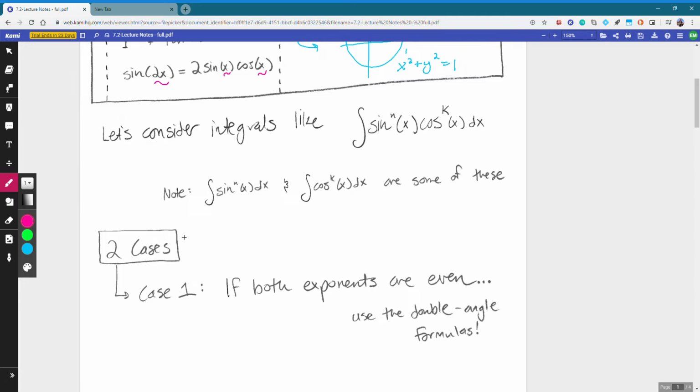And the two cases that we're going to think about, and have a strategy to deal with, depend on these exponents. Case 1 is if both these exponents happen to be even. If that's the case, then we're going to use our double angle formulas like crazy just to boil everything down as much as we can until we can integrate. Let's see how that plays out.